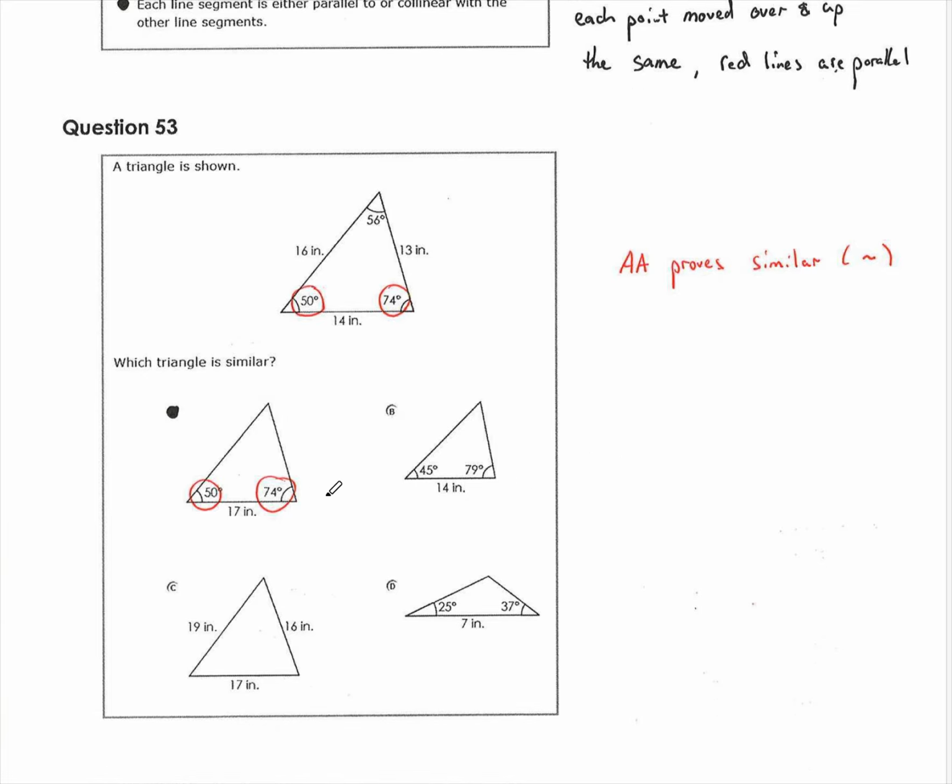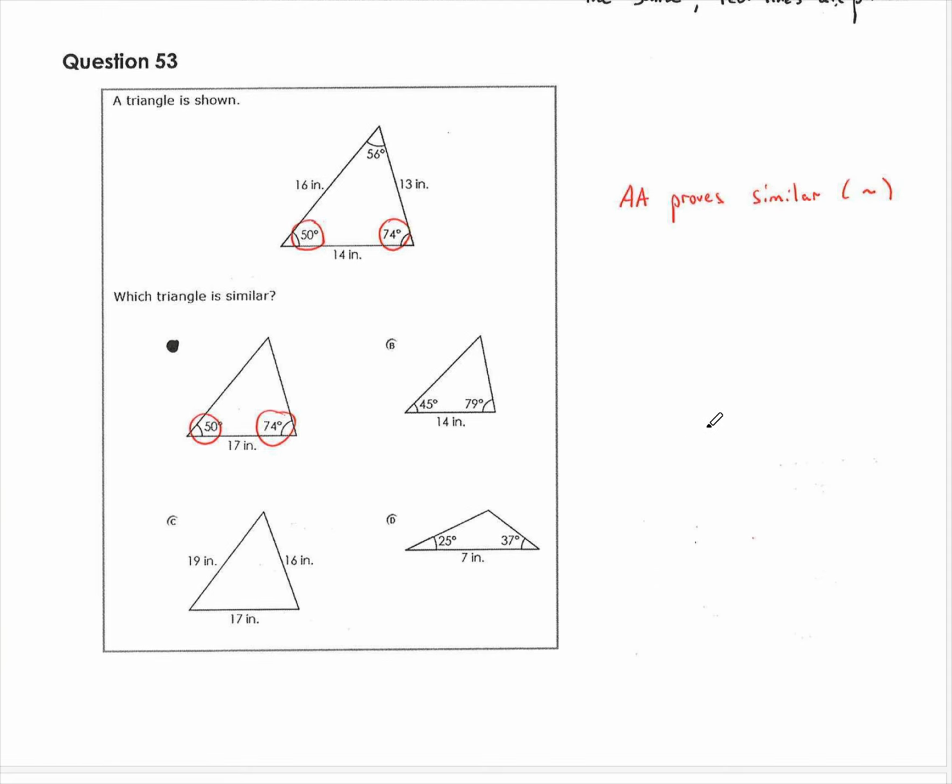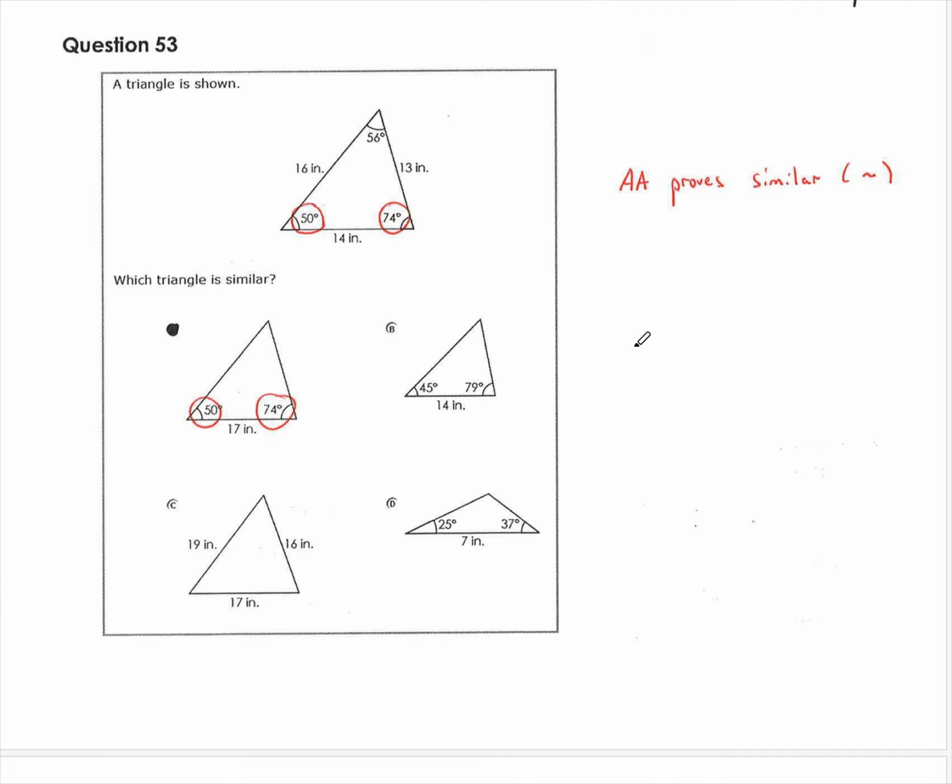Okay, which ones are similar? You just have to find two of the same angles. 50 and 74, 50 and 74. Those are similar for sure. Yeah, those are similar, right? There's just, again, the scale factor would be 15 over 14. Angle proves similarity. Okay, you're not trying to prove these guys congruent. You're trying to prove them similar. Two angles.